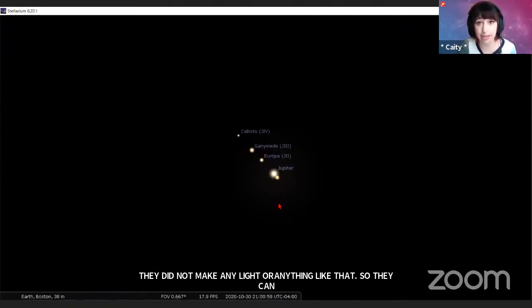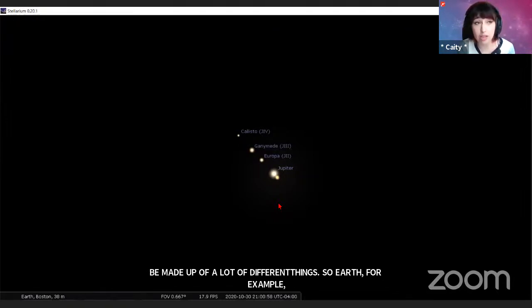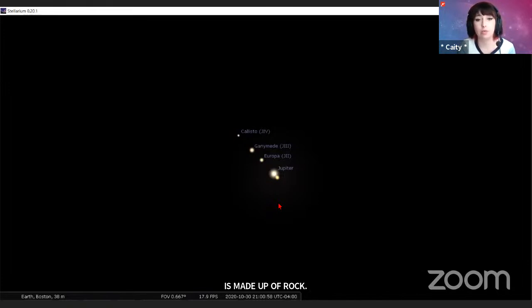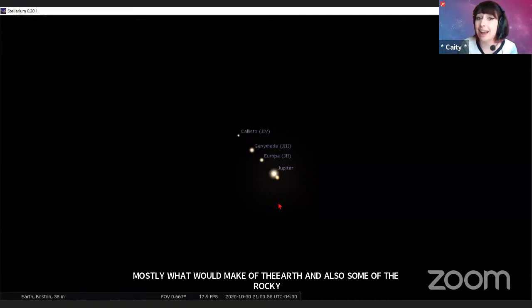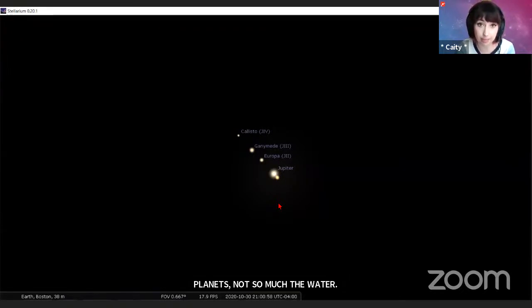We've got all the rocky planets, Mercury, Venus, Earth, and Mars, but there's a lot more to it than just rock, right? There is atmosphere, there's liquid water. That's mostly what would make up the Earth and also some of the other rocky planets, not so much the water. But if you move on to the gas giants, they are made almost entirely of gas, and it's mostly hydrogen and helium gases.